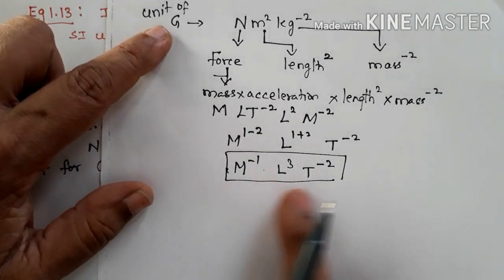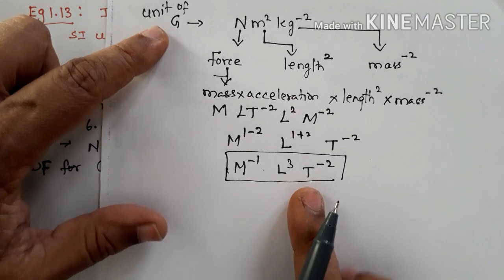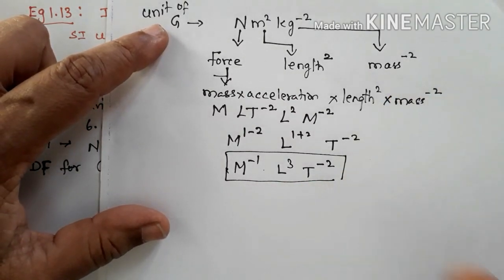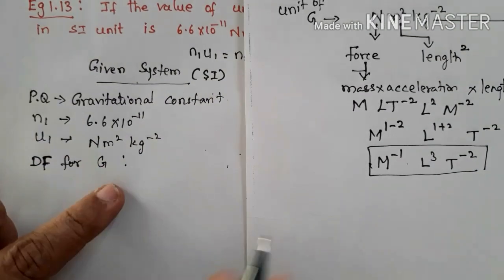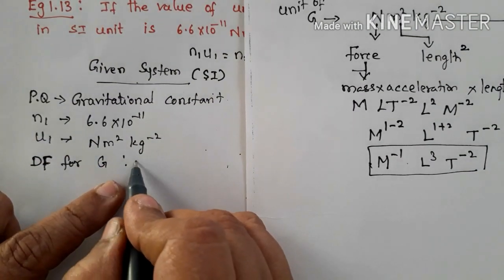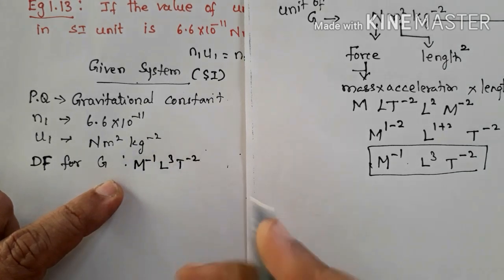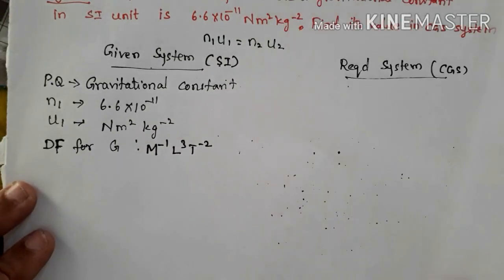So G has this dimensional formula. All these things you should know how to find out, children. You cannot memorize this. So let me copy this down. What is the dimensional formula? M power minus 1 L cube T power minus 2. So I got the dimensional formula, right?